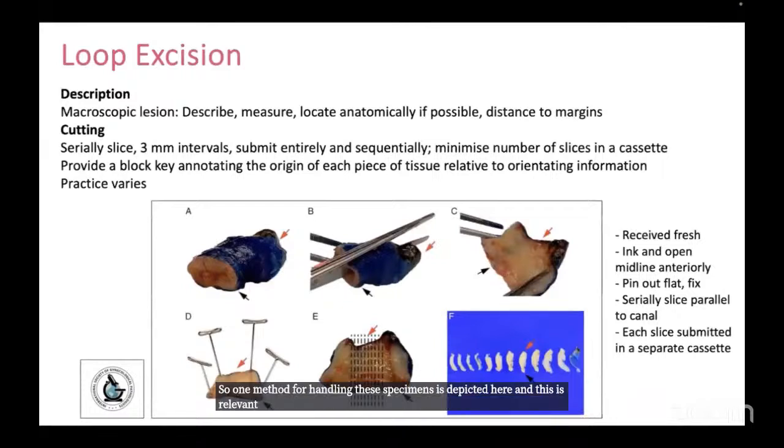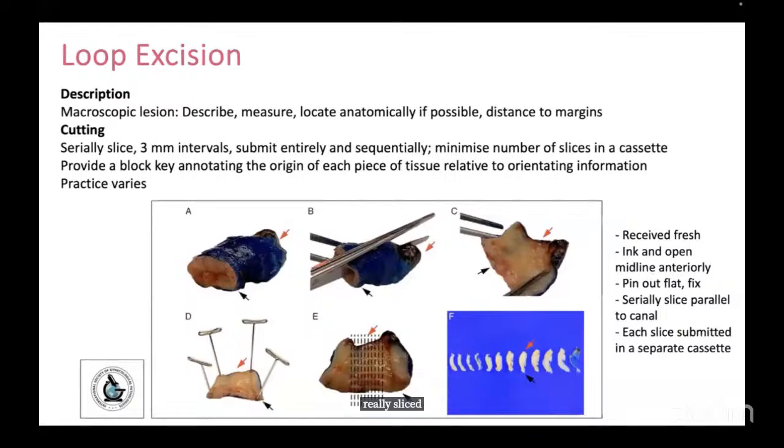So one method for handling these specimens is depicted here, and this is relevant to those who receive their specimens in the fresh state, which we don't. We don't receive our loop excisions or cone excisions fresh, but if you do, you can ink it, open it in the midline anteriorly, and then pin it out overnight for formalin fixation, following which it would then be serially sliced parallel to the canal and entirely submitted.